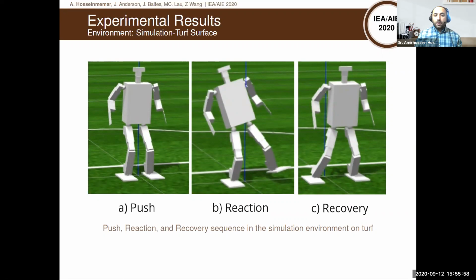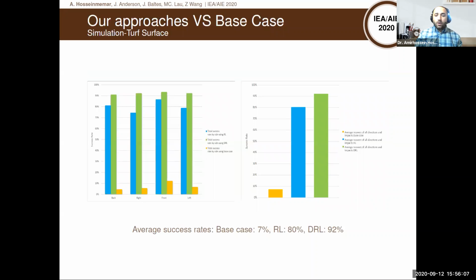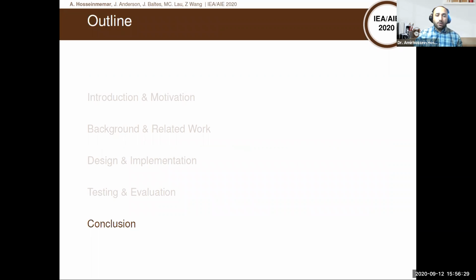And here is another recovery on artificial turf, that the robot is being hit and recovered successfully. So for this one, you can see that the recovery is also lower than the previous one, because the turf is harder to recover. So the base case 7%, and then we have RL 80% and DRL, which is our deep reinforcement learning, 92%.